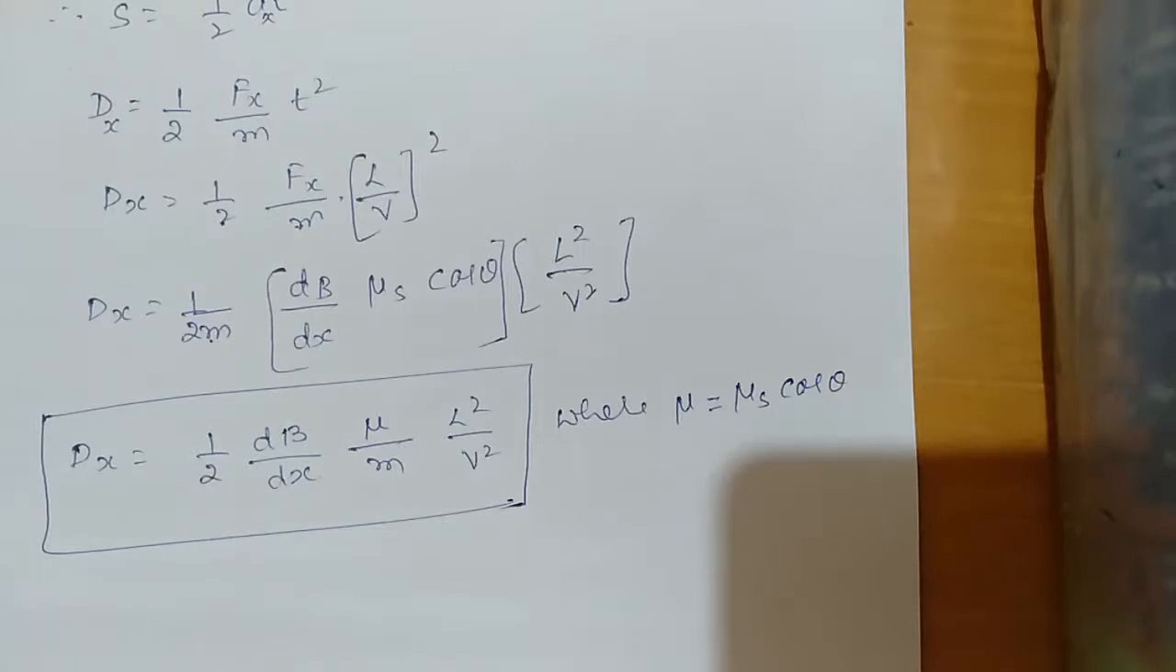So this is the expression for the deviation produced by the atom whenever it is placed in an external non-homogeneous magnetic field. This equation represents the deviation taken by the atomic magnet whenever it is placed in an external non-homogeneous or non-uniform magnetic field.